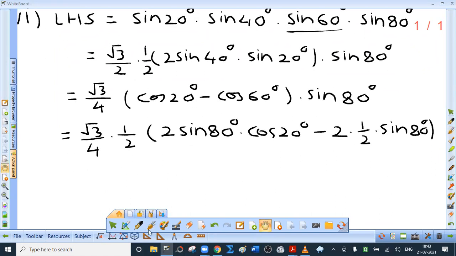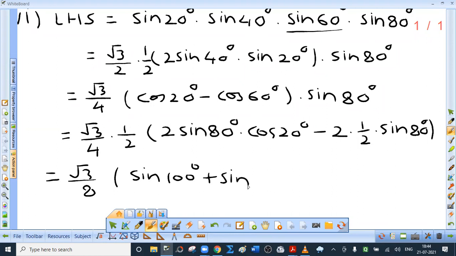So in the next step, it is root 3 upon 8. Root 3 upon 8 into what? Now, what is 2 sine 80 cos 20? 2 sine A cos B is sine of A plus B, 80 plus 20 is 100, plus sine of A minus B. Now 80 minus 20 is 60. So sine 60 degree, minus. Let me explain. 2 into half sine 80 is what? It is simply sine 80.